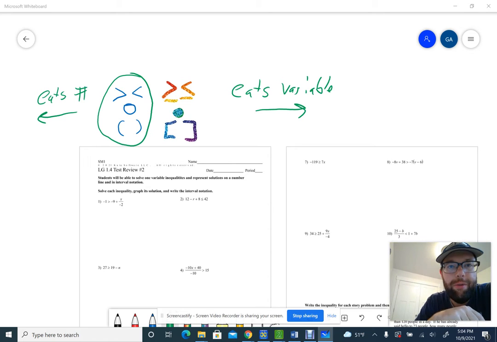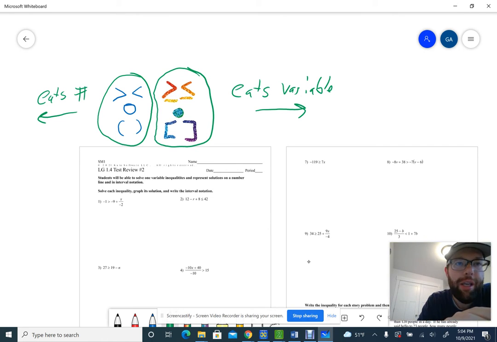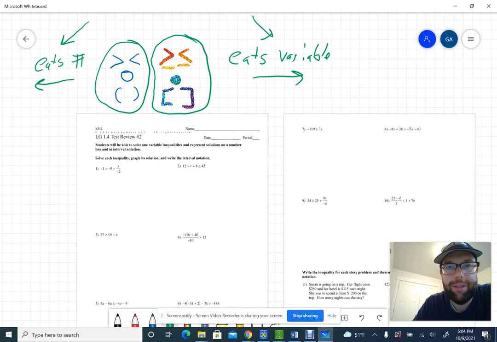have parentheses on the interval notation. If it's got a line underneath it, the equal to, it's going to be a closed circle, and it's going to have brackets on the interval notation. And if it eats the number when you're done, it's going to go to the left on your line. And if it eats the variable, it's going to go to the right.